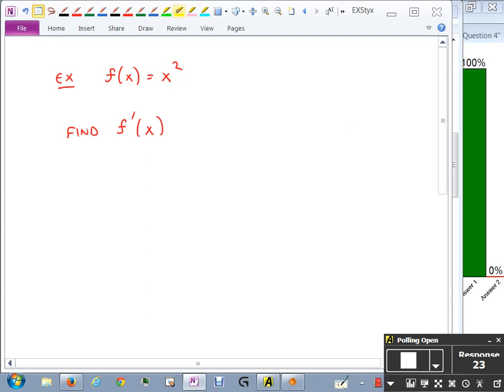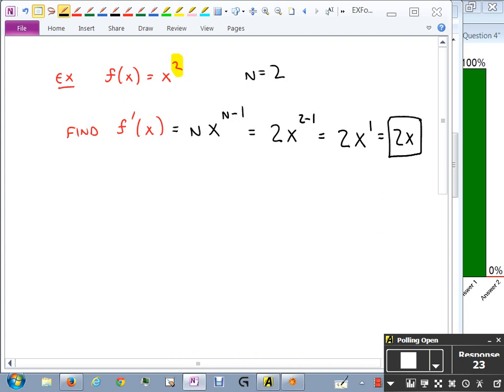So what's n in this problem? n is 2. And so the derivative of this should be n times x to the n minus 1, which for us is 2x to the 2 minus 1. I'm going very slow. This is going to be 2x to the first power, which is just 2x. So the power came out, and we reduced the power by 1. We're in business.